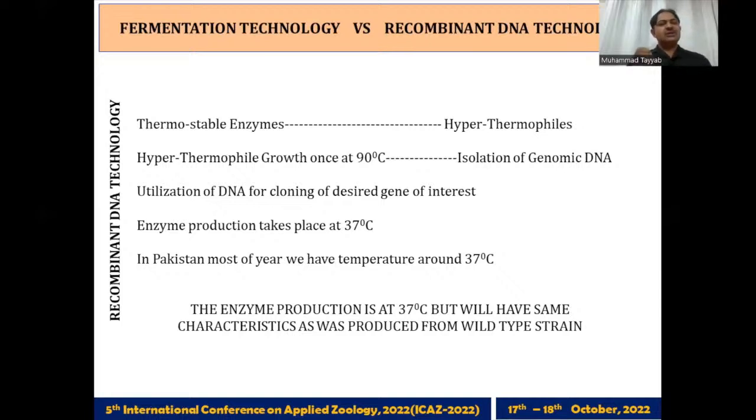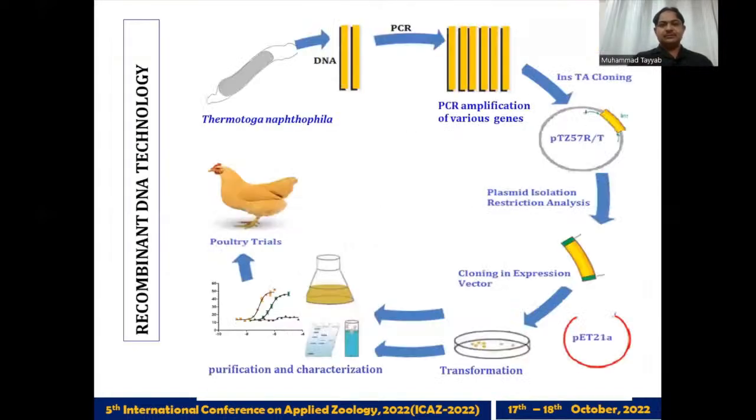So this means recombinant DNA technology is most appropriate and suitable for the production of larger quantities of enzymes. So here we have a brief description about the recombinant DNA technology. I'm going to share the recombinant DNA technology for the production of enzymes which are required in the poultry feed industry. There are some steps which are important regarding the production of recombinant enzymes.